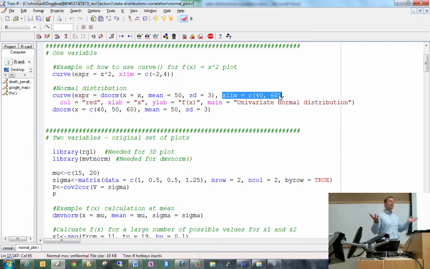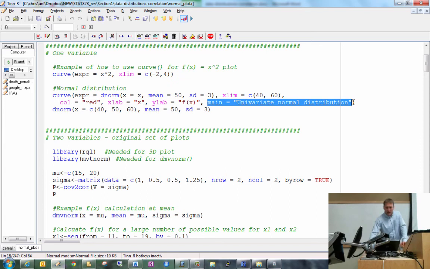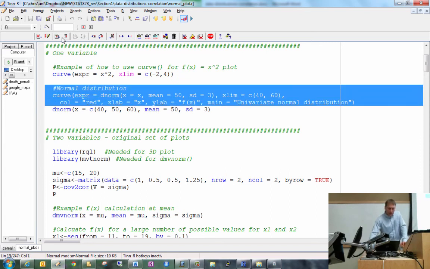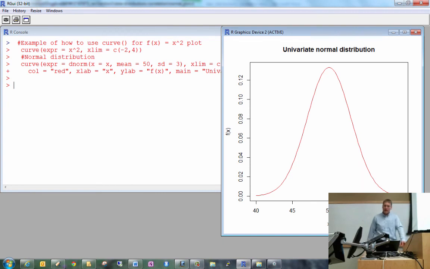Why did I pick 40 to 60? Any ideas? It's about 3 standard deviations from the mean, essentially. It's a little bit more than 3 standard deviations, but it's pretty close, and we know that with the normal distribution, most of the probability underneath that curve should be within 3 standard deviations of the mean. Okay? So how about we make the curve red in color, a nice little label on the x-axis, a nice little label on the y-axis, and then a nice title to the overall plot. So if I run that code, there you can see my nice normal distribution centered at 50.